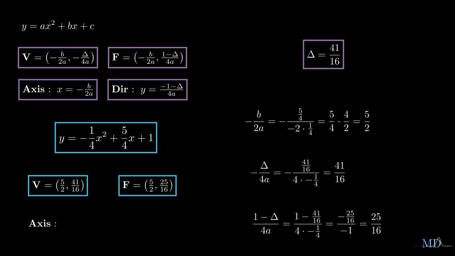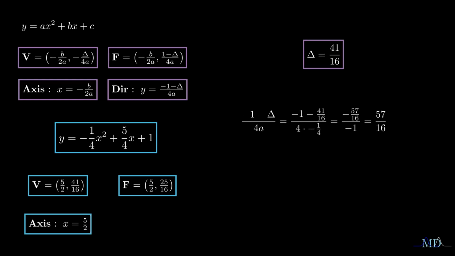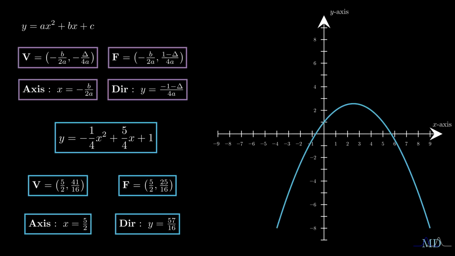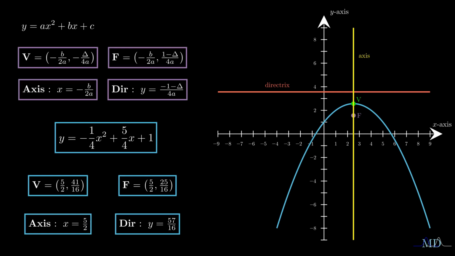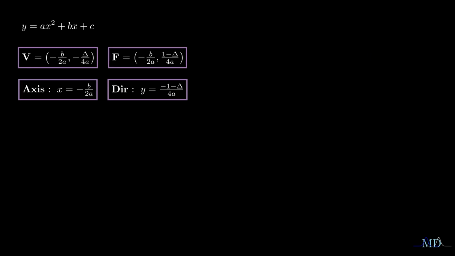Eventually we need to calculate the equation of the directrix. Therefore the quantity minus 1 minus delta over 4 times a. The equation is y equals 57/16. We can draw the parabola with focus, vertex, axis and directrix. It is concave downward because the coefficient a is negative, while the parabolas with a positive are concave upward.